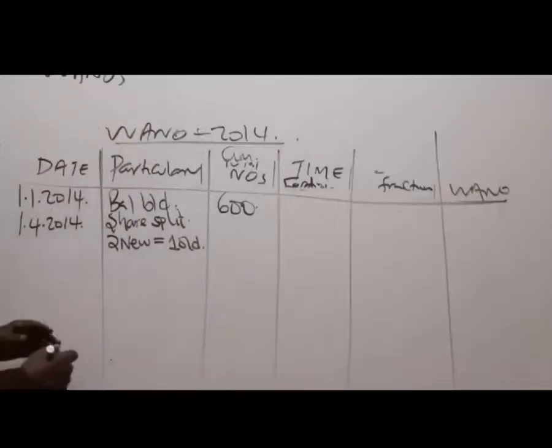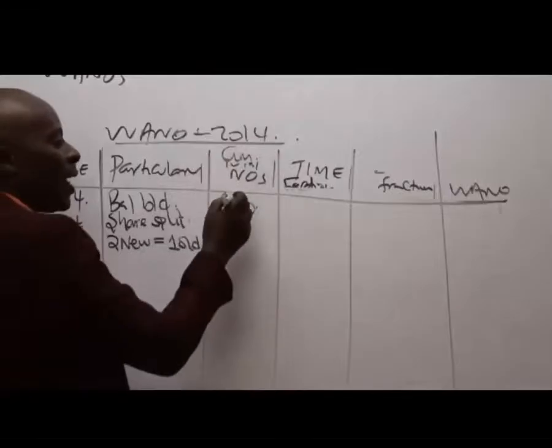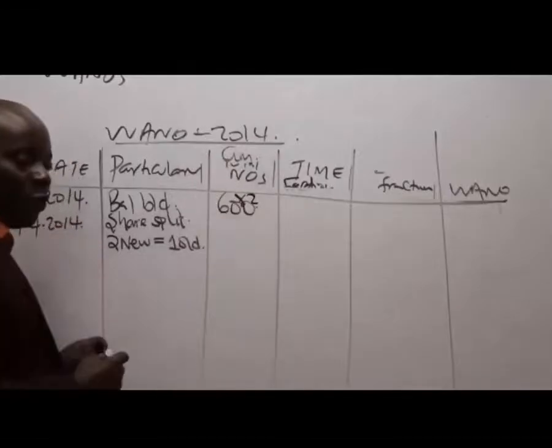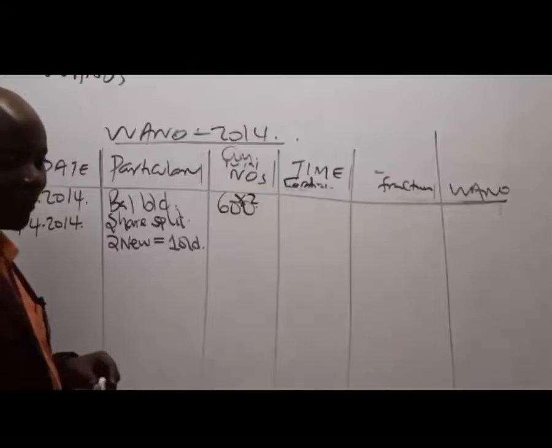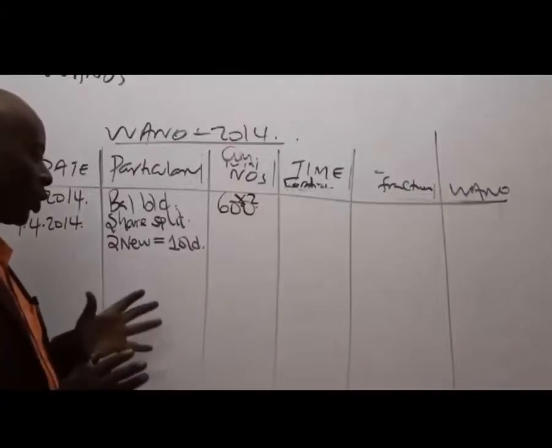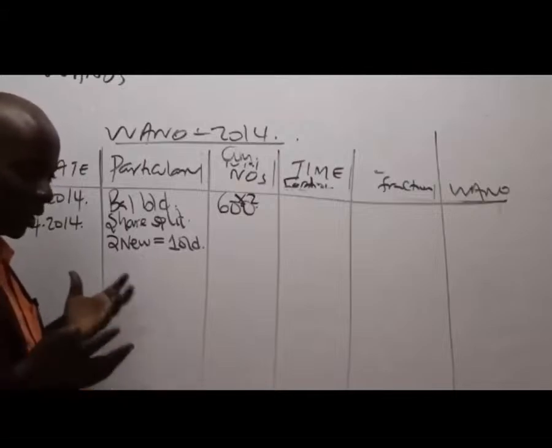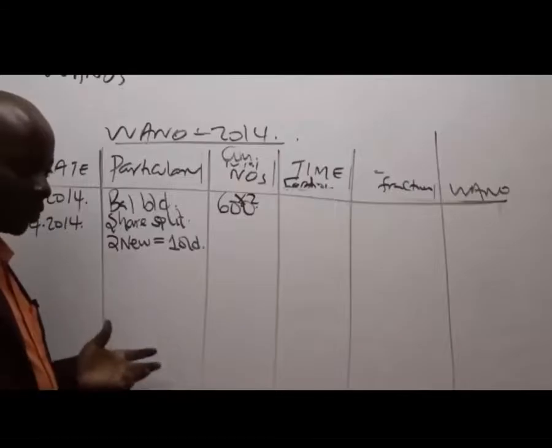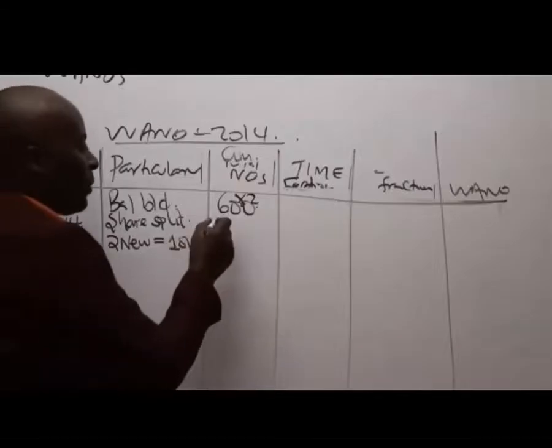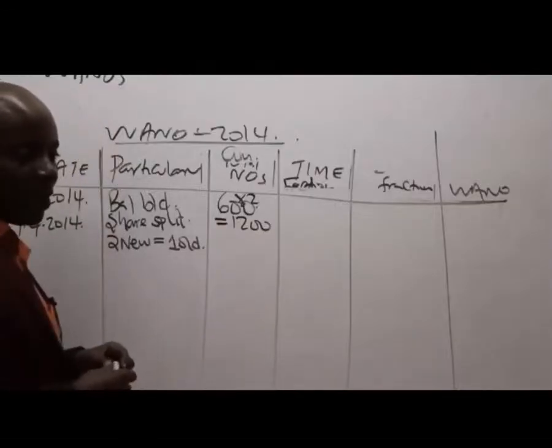When they talk of this forward split, what I'm supposed to do is very easy. I'm supposed to go to all the transactions that I have up here and multiply them with 2. This one is not about consolidation of shares. This one is about increasing the number of shares. So it should be 600 times 2, which gives me 1,200.